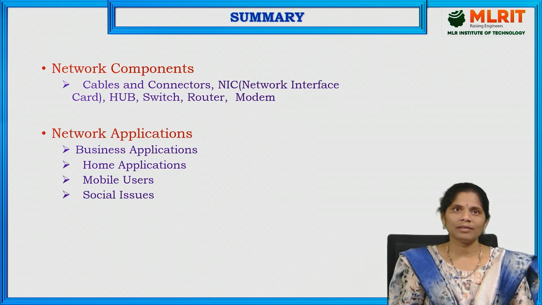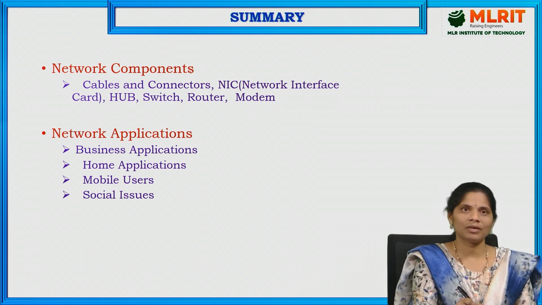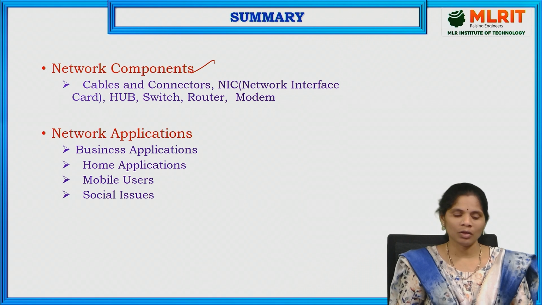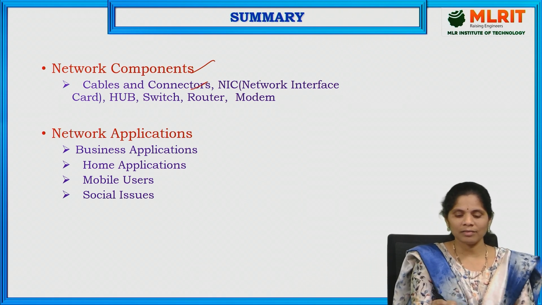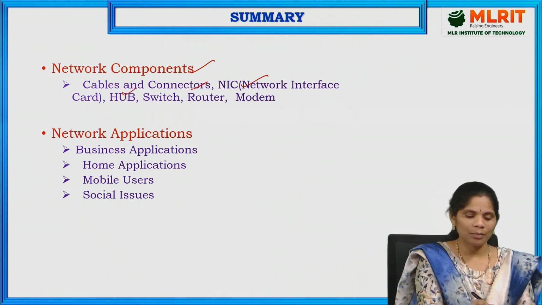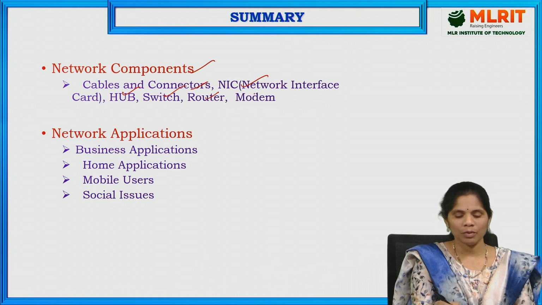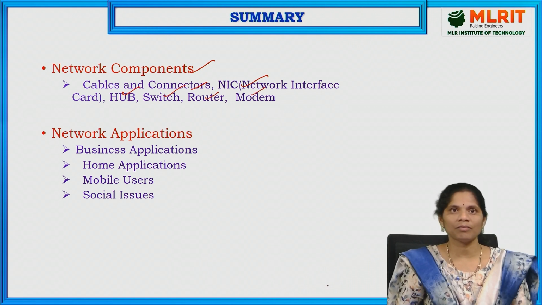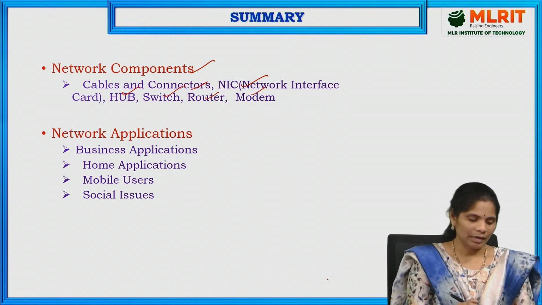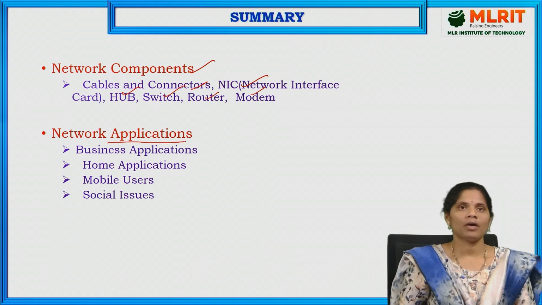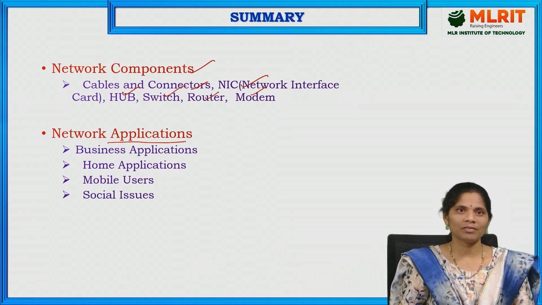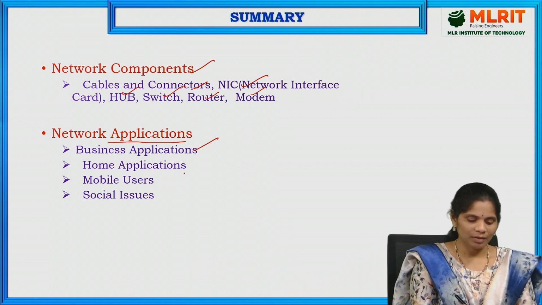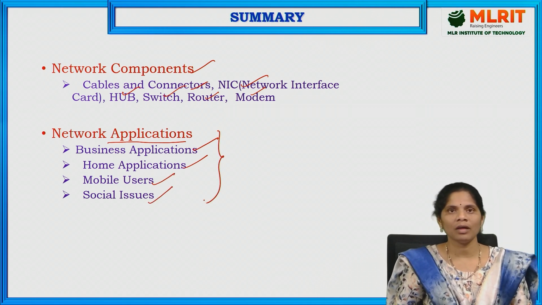Let us see the summary of today's session. In today's session, I discussed the different types of network components: cables and connectors, network interface card, hub, switch, router, modem. These are the different types of network components. And next, the applications. The network applications I discussed are business applications, home applications, mobile users, and social issues. These are the different applications we are using in computer networks.